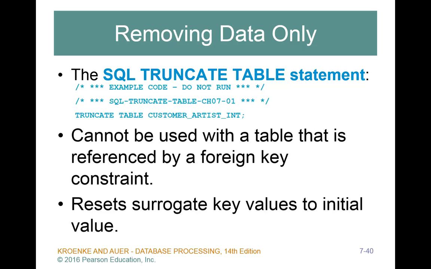Also bear in mind that this does not reset surrogate key values. So if you remove the data that's in the table and then go back and add more data, more than likely it'll pick up where it left off, as opposed to resetting and starting back over at that initial value, like in our example before, where our index value maybe started at 1 or started at 500. It's going to pick up where we left off.